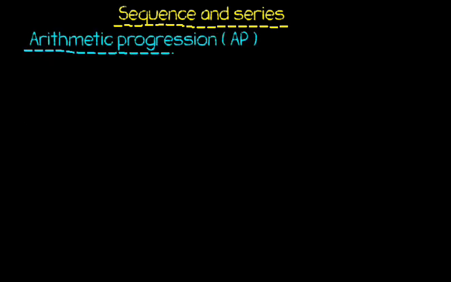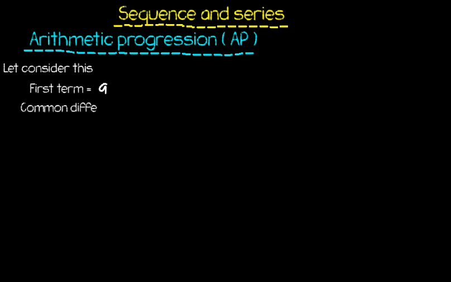Let's move on to learning the arithmetic progression. Let's consider this. The first term of an arithmetic progression is denoted by A, and the common difference is denoted by D. So now the first term, U1, is equal to A. You already know that the first term is A. And the second term, you can get it by adding the common difference. So U2 is equal to A plus D.